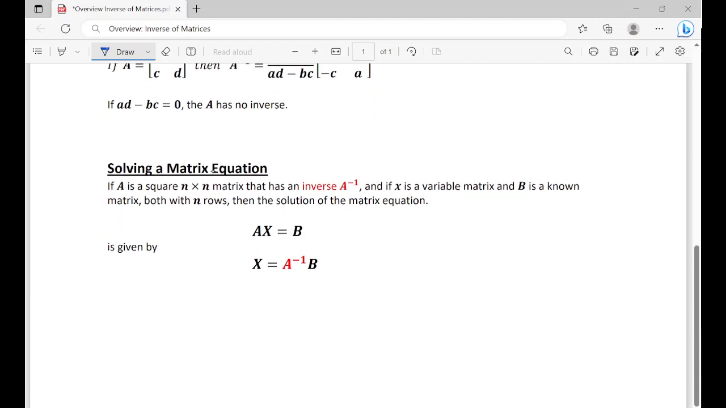And finally, solving a matrix equation. If A is a square n by n matrix that has the inverse A inverse, and if X is a variable matrix and B is a known matrix, both with n rows, then the solution of the matrix equation A times X equals B is given by X equals A inverse times B. So if solving for X, all you have to do is multiply both sides by A inverse to get X by itself on the left hand side.